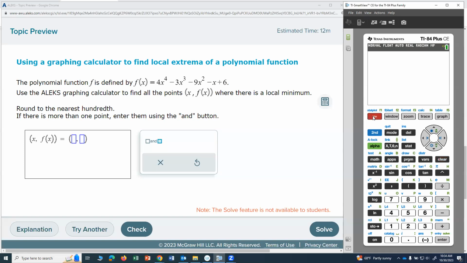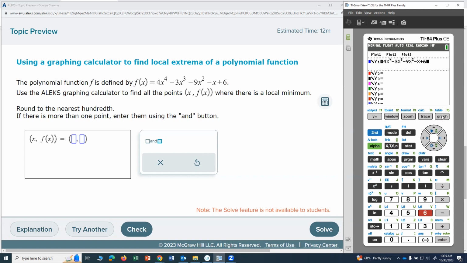So to graph, I'm going to go to the y equals. I'm going to clear out any functions I have there. I'll turn off plot 1 by going up, highlighting it, and hitting enter. So now notice none of my plots are highlighted because I'm not doing a regression. I'll type in my 4x to the fourth minus 3x cubed minus 9x squared minus x plus 6.